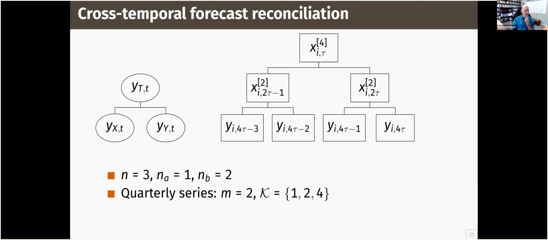So I've got 1 aggregated cross-sectional series. I've got 2 bottom-level cross-sectional series. I've got 3 different types of temporal aggregation. It's quarterly series. Oops, that's a mistake. It should be a 4. Quarterly series, so M is equal to 4.